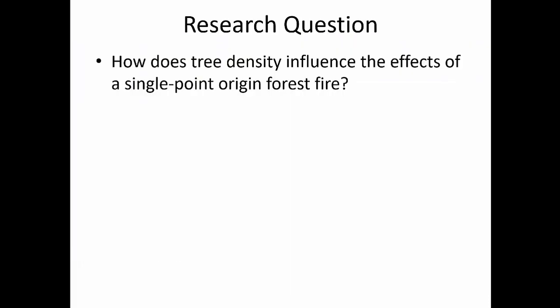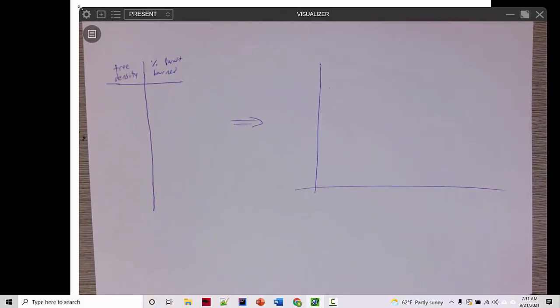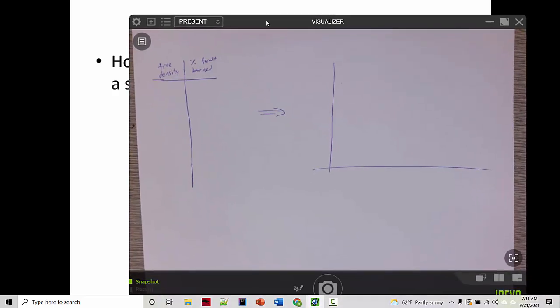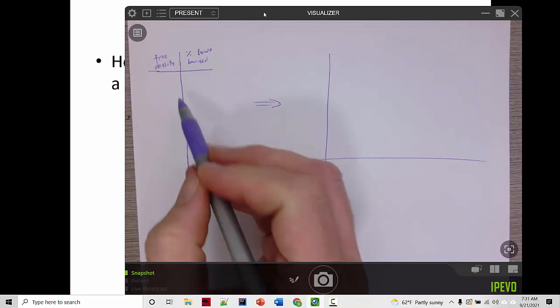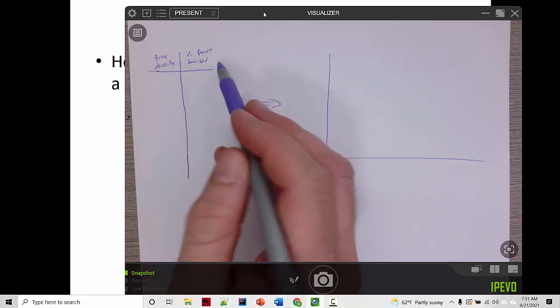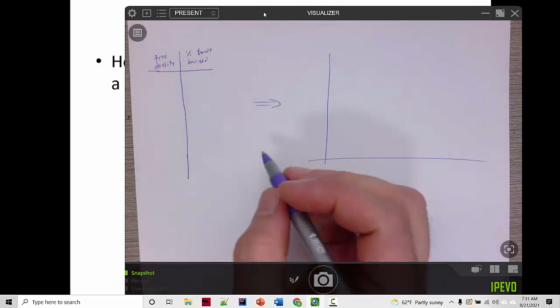Your eventual goal is to write a short paper the way that you actually would if you were making a study. So like we did with the other Monte Carlo problems, your eventual output is going to be a data table where you have tree density as your independent variable and some other variable that you're interested in, such as what percentage of the forest burned, as your dependent variable.